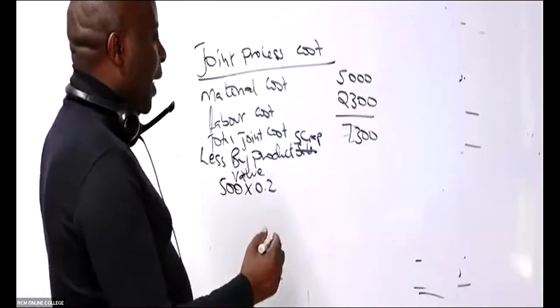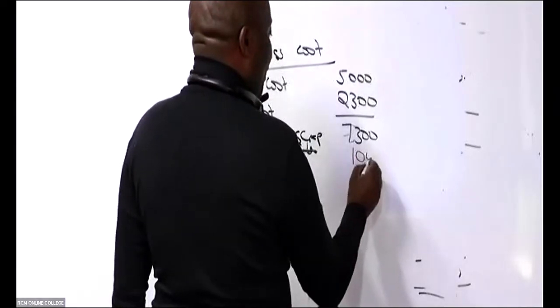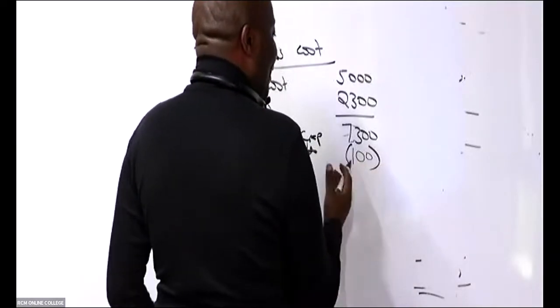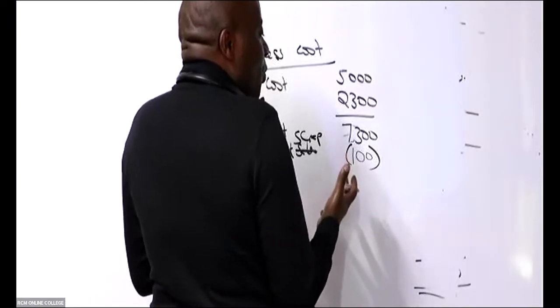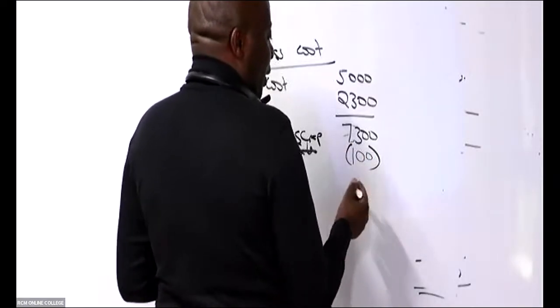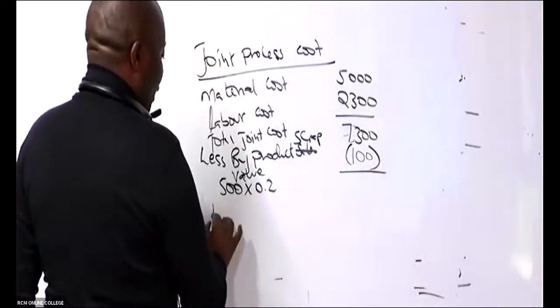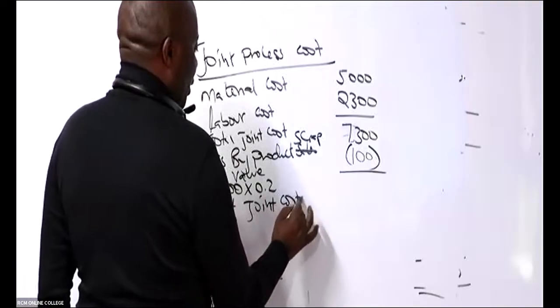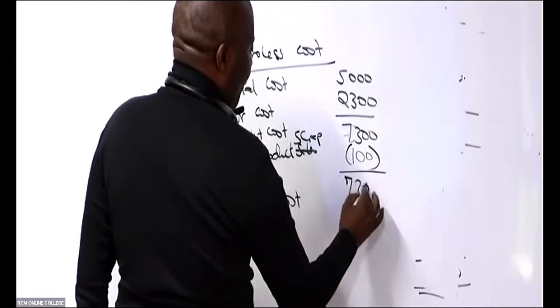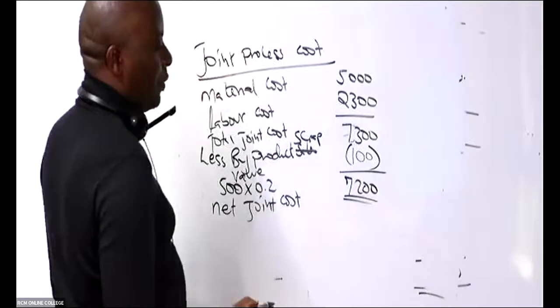So then this gives me 100. Remember, the byproduct relieves you. It reduces your total cost. So in this case, the net joint costs for apportionment are 7,200.